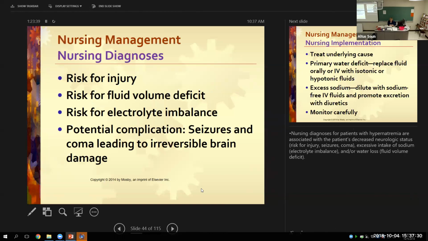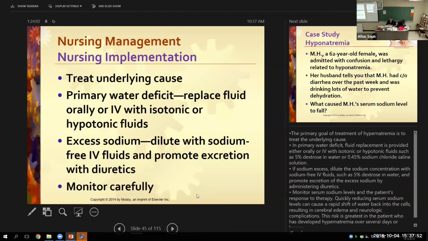These are some of your nursing diagnoses related to hypernatremia: risk for injury, risk for fluid volume deficit, risk for electrolyte imbalance. To me, if you have hypernatremia, you actually just have electrolyte imbalance, not risk for. You can have seizures and coma leading to irreversible brain damage. So we want to try to treat the underlying cause.